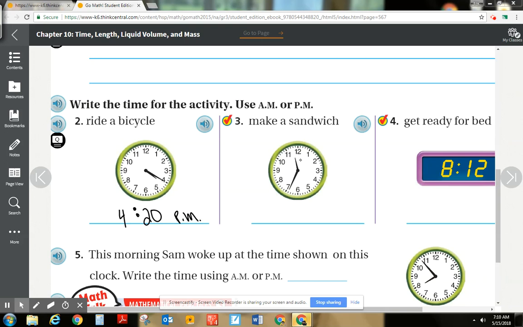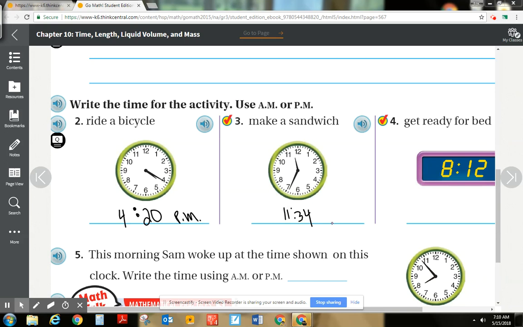Number three, we're going to be making a sandwich. So let's first read this clock. You start with the hour hand, the short hand, and it's in between the 11 and the 12. So it's 11. Now the minute hand: 15, 20, 25, 30, 31, 32, 33, 34. It's 11:34 a.m. or p.m. Making a sandwich at 11:34 a.m.